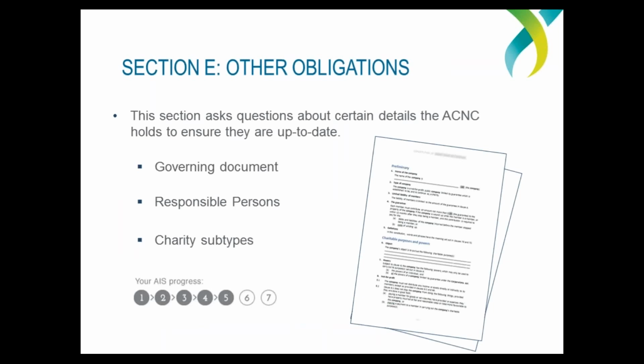Okay, so now we move on from the rather involved and technical financial reporting of Section D to Section E, which is far more straightforward and just covers the other obligations your charity has to the ACNC. This section of the AIS aims to ensure that the details we hold for your charity are accurate and current. So it'll just ask you about your charity's governing document, and that's the formal document that sets out your charity's rules and processes. You might know it better as your constitution or your rules or articles of association.